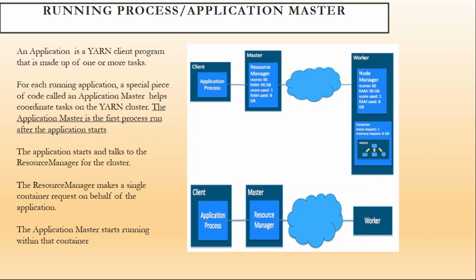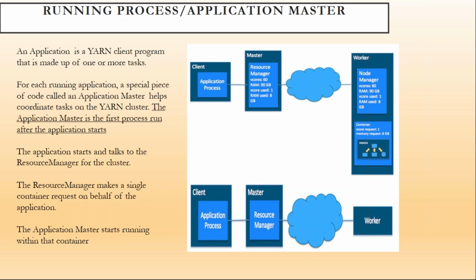Now, for each running application, a specific piece of code called an application master helps coordinate tasks on the Yarn cluster. The application master is the first process that runs after the application starts. This statement itself makes up everything. The application master is the first process that runs after the application starts.